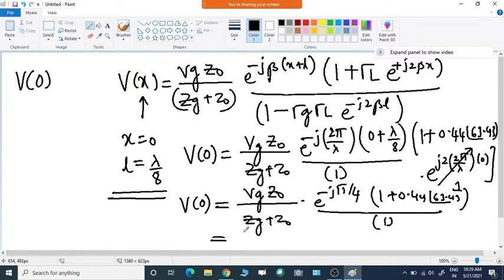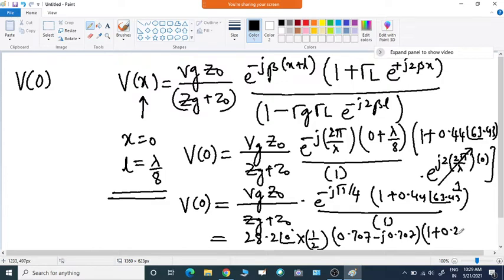So do this one. Vg value is 28.2 at an angle 0. This into Z0 by Zg plus Z0, which is equal to 1 by 2. So this into 0.707 minus j 0.707 into, this we have seen in the rectangular form, that is 0.2 plus j 0.4. So now this whole thing is giving 1.2 plus j 0.4. Now you need to convert it to polar form, then multiply all those things, and you will get V of 0.